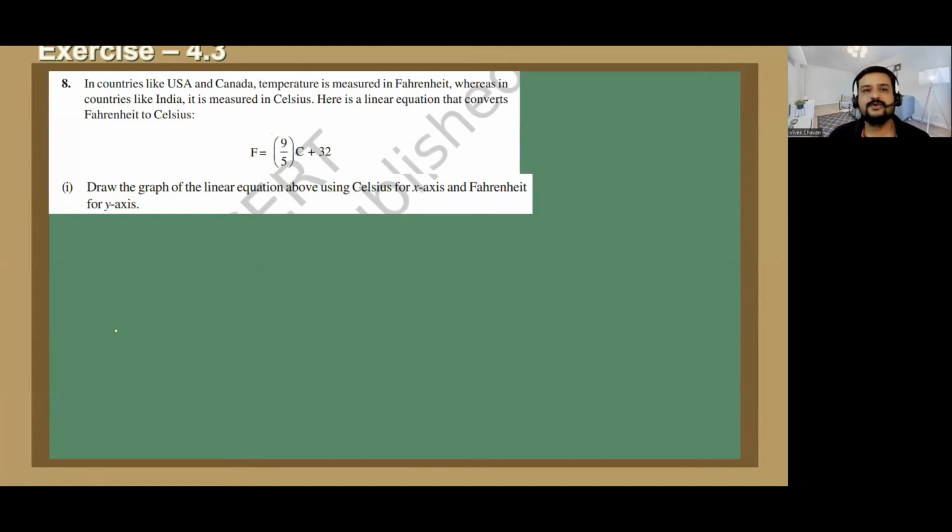In countries like USA and Canada, temperature is measured in Fahrenheit, whereas in countries like India, it is measured in Celsius. Here is a linear equation that converts Fahrenheit to Celsius. So one equation is given to us, and that equation is the relationship between the Fahrenheit scale and the Celsius scale. Fahrenheit and Celsius are two different units to measure temperature.